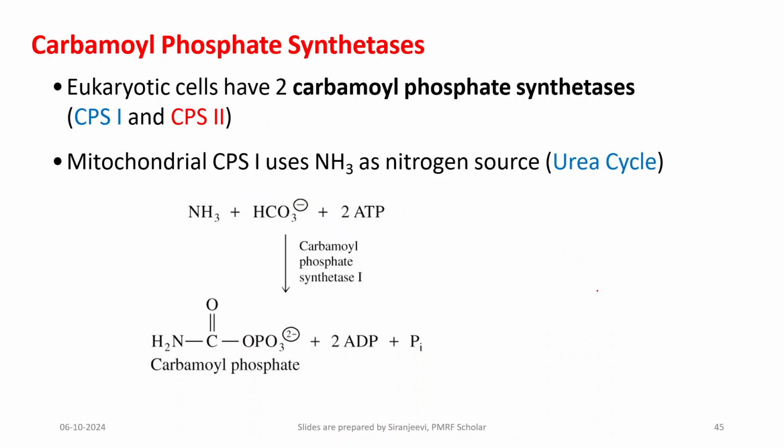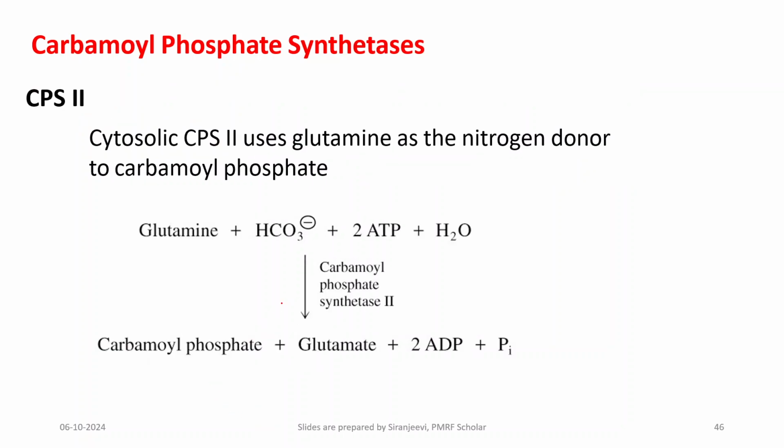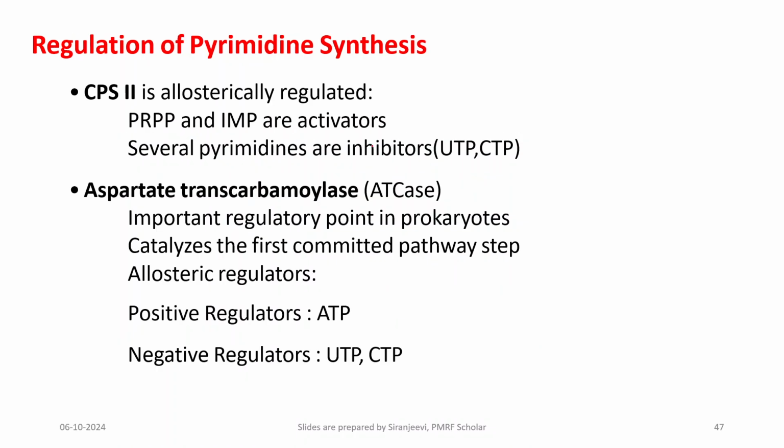And we have seen the carbamyl phosphate synthetases in the system, and there are two different kinds of enzymes that we have seen. That is CPS1, which is in the urea cycle, and the second one is CPS2. CPS1 usually uses ammonia and bicarbonate, with ammonia as the nitrogen source, to synthesize carbamyl phosphate, whereas CPS2 usually uses glutamine as a nitrogen donor to form carbamyl phosphate in this case.